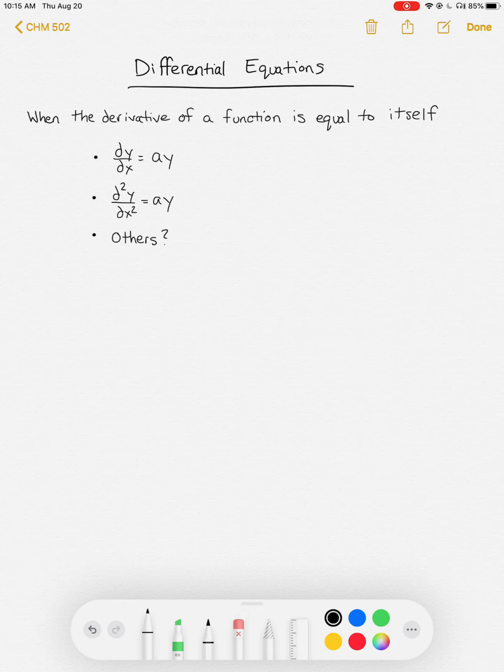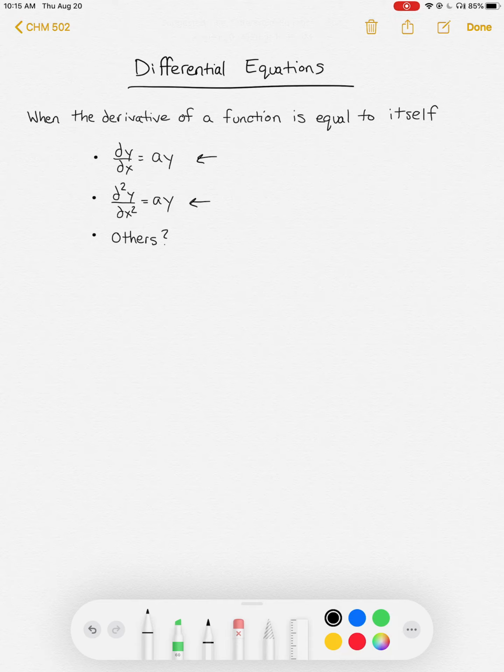So here we have dy/dx, so the derivative of y with respect to x is equal to a y. So it's the derivative of y is equal to the original function y itself. And another common example we'll encounter here is when you take the second derivative of y with respect to x and get some constant times y. And so these are the two examples that we'll focus on in this review, and I'll mention others in a little bit.